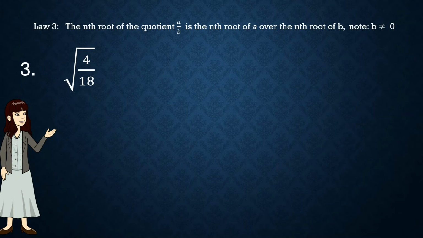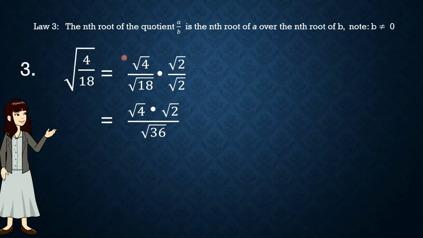Okay, another example, number 3. Square root of 4 over 18. So we write it as square root of 4 over square root of 18. Now we multiply this by 2 because 18 times 2 is 36, and 36 is a perfect square. So we need to rationalize.